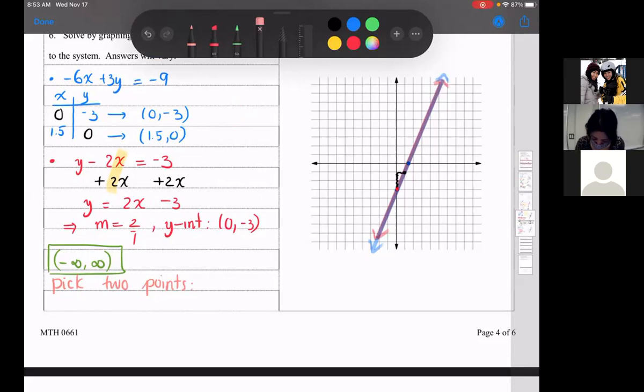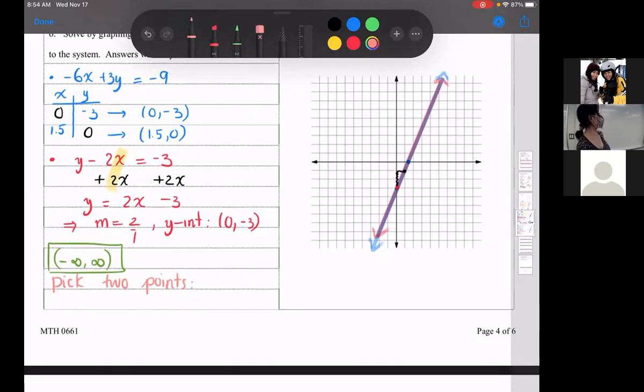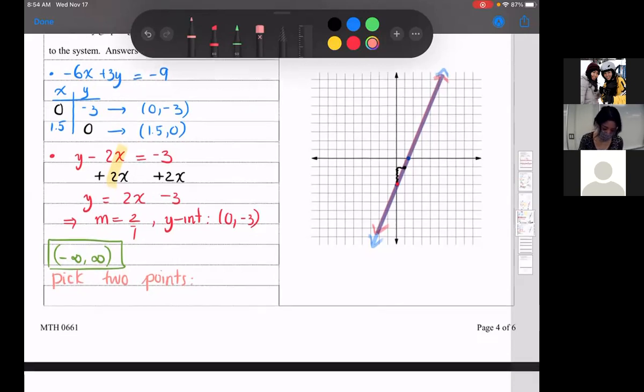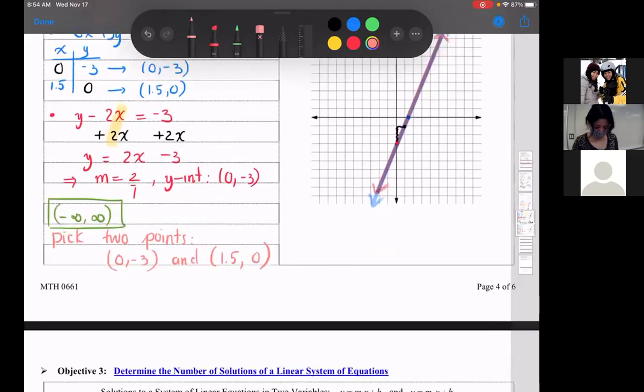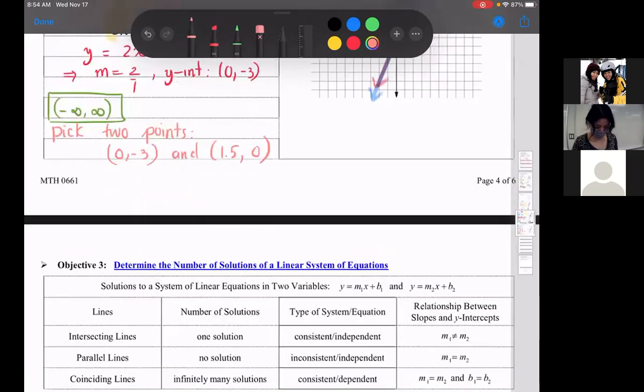I'm going to pick those because I'm scared. At least I know that it's a solution, because I don't like eyeballing things. So I'm going to pick 0, -3. I'm going to pick that same point from the blue one, and 1.5, 0. Let me show you on decimal. Oh, I don't have time to show you on decimal. Okay, good. We finished objective 2. Oh my God, that's a long one.